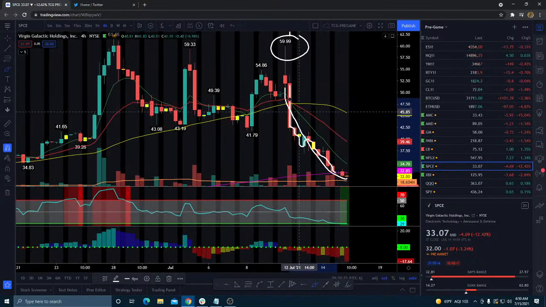A flush, Chris, what I mean is a lot of bearish, a lot of selling. I want some rapid fire selling where the price is getting pushed down fast.